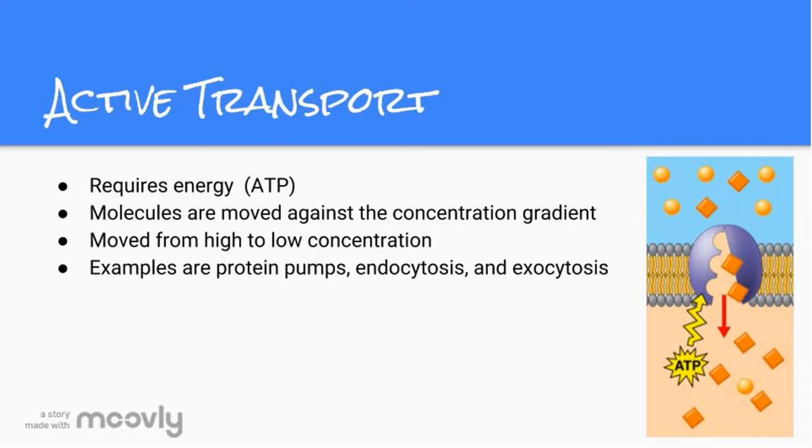In active transport, energy must be used. This is often in the form of ATP. It moves solutes from a high concentration of water to a low concentration of water. So, from low concentration of solute to high concentration of solute. The cell uses a transport protein to move the substance against its concentration gradient. Some examples of active transport are protein pumps, endocytosis, and also exocytosis.